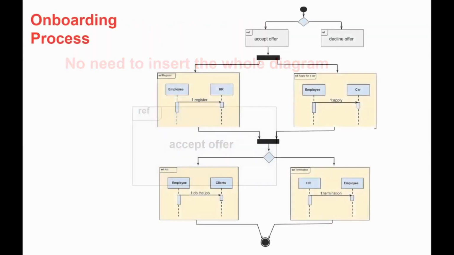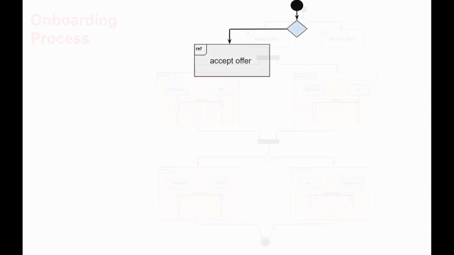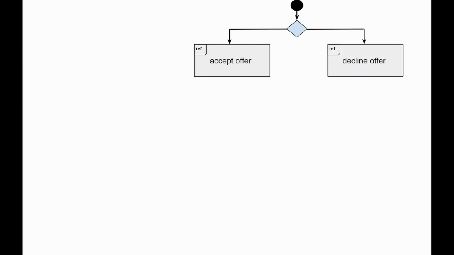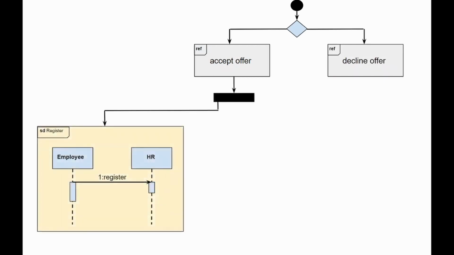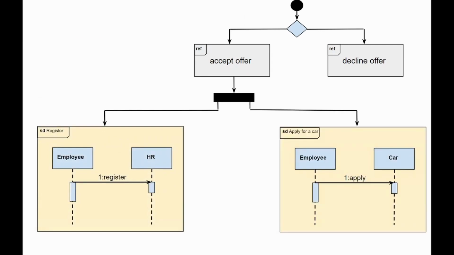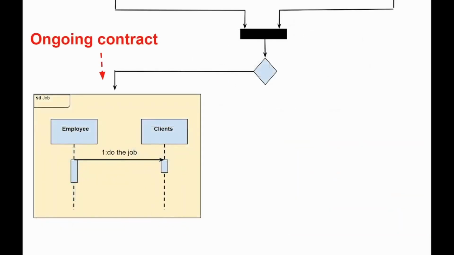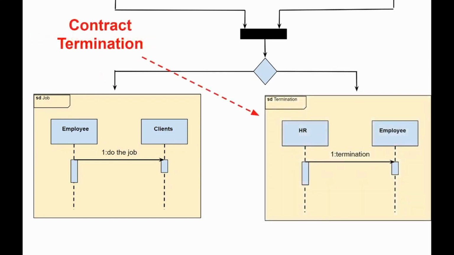So let's analyze the diagram step by step. The diagram shows an example of an onboarding process. The employee must first accept or reject the offer. Note that the second option does not contribute to the onboarding process. After accepting the offer, the employee must register with HR and apply for a company car. After both actions are completed, the employee must actually begin to work, for example, onboard new customers. If the employee doesn't do that after a certain probation period, the contract gets terminated.